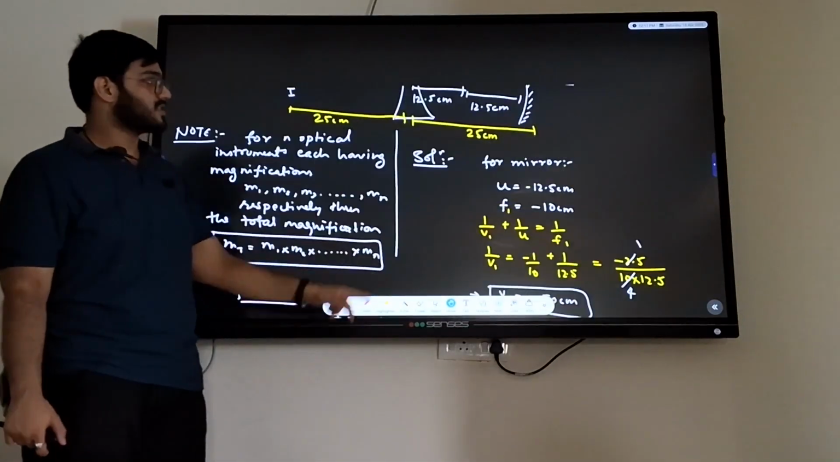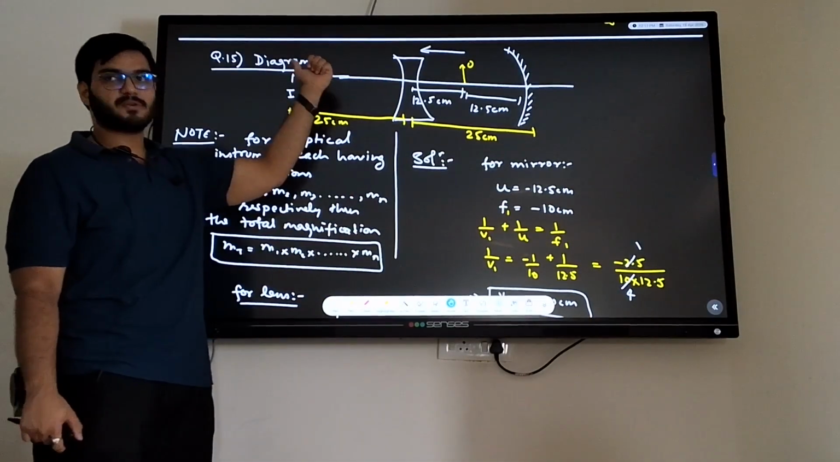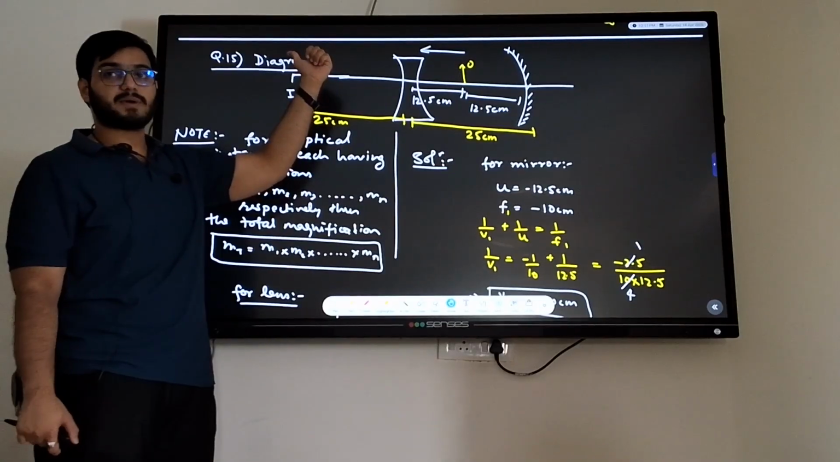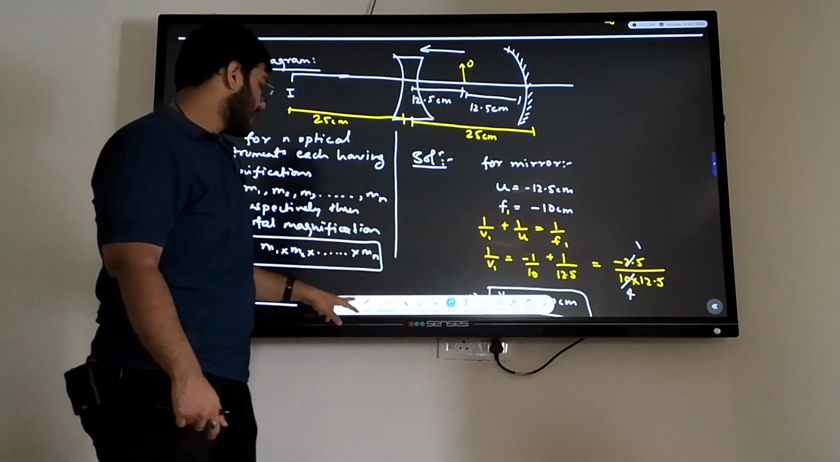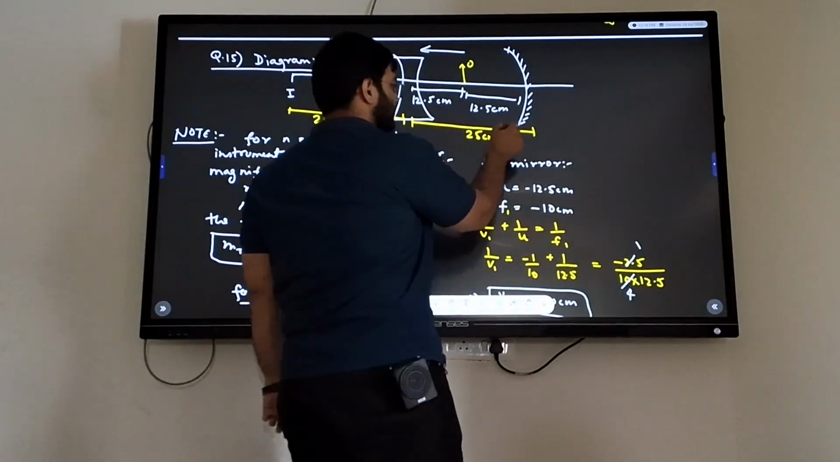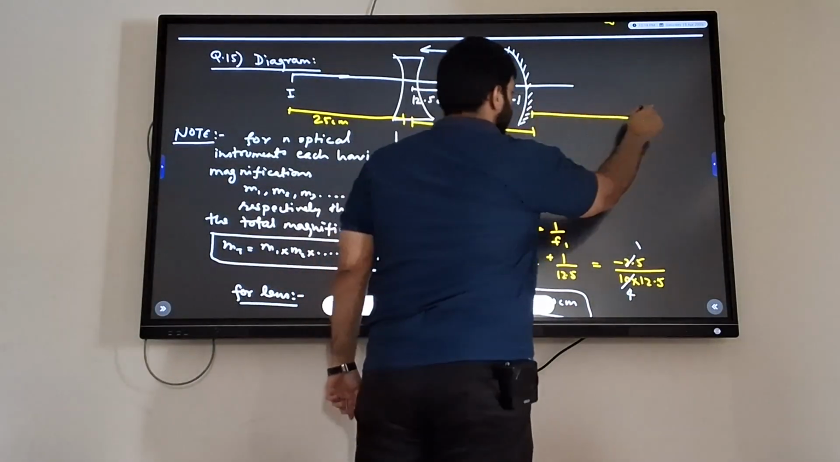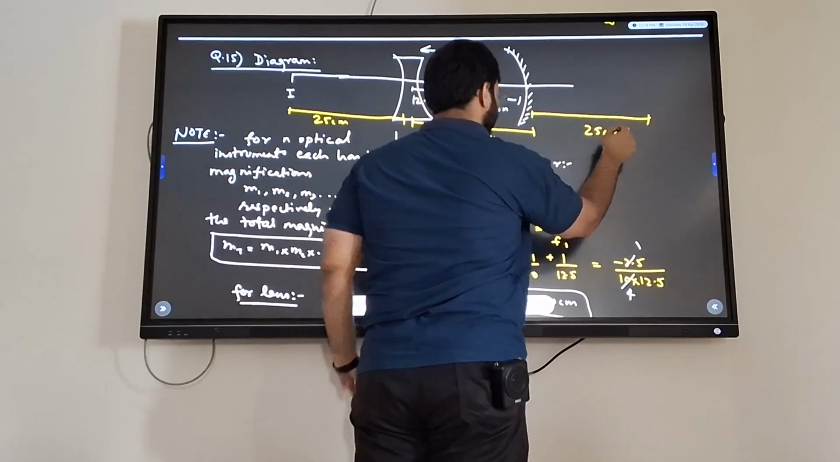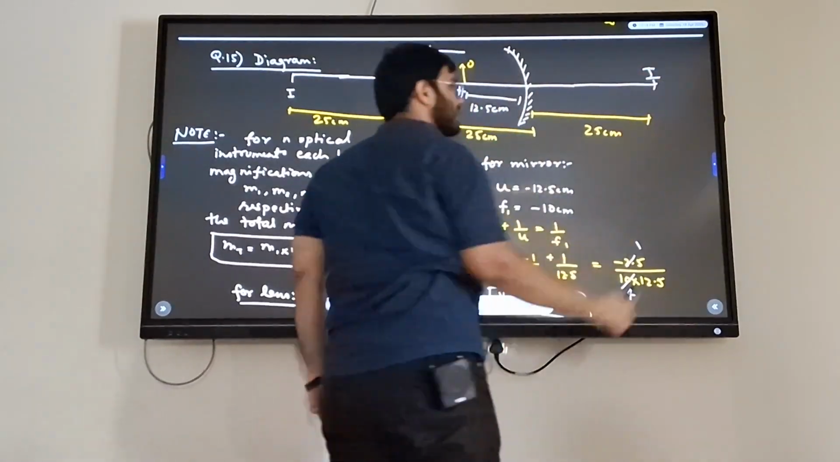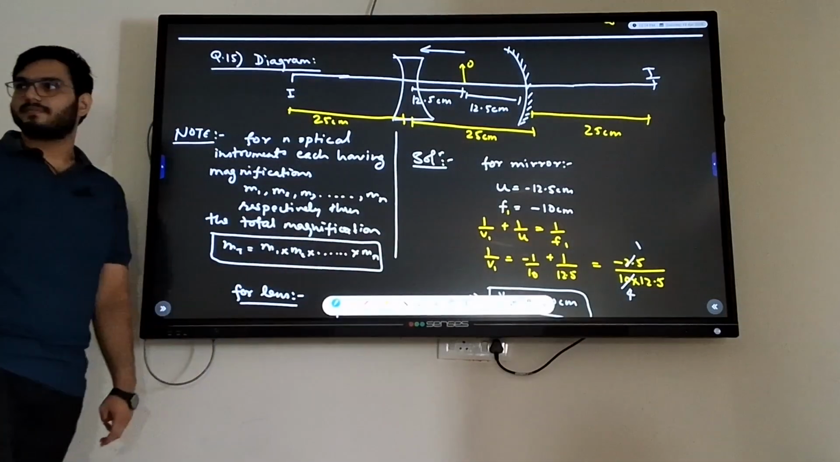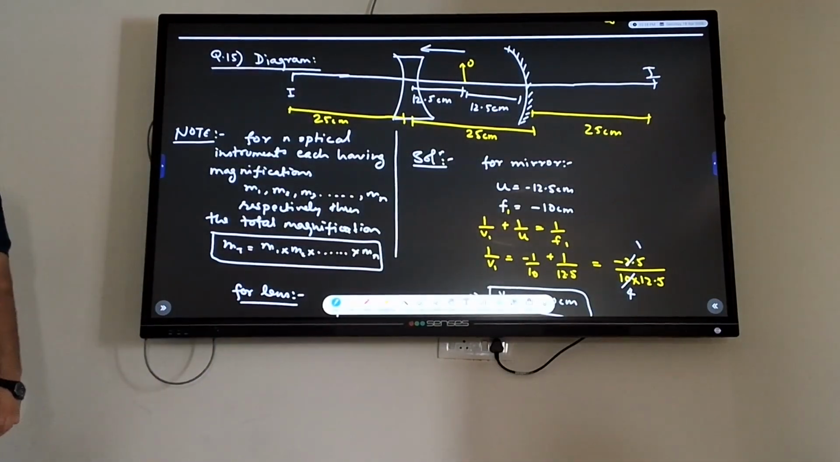Be careful with your sign conventions. This was supposed to be positive. Then minus 50 represents what? That's right. And now where is my final image formed? This comes to 25, and it comes here. This is where my final image is formed. Do you understand? Very interesting question.